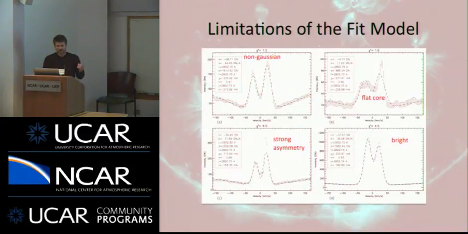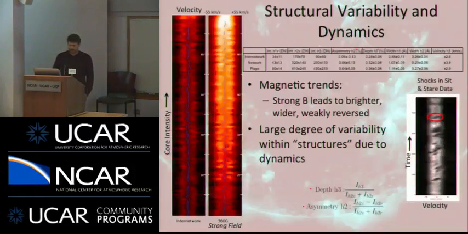Basically, the change in intensity is too abrupt to be captured by Gaussian profiles. So about half of our bad profiles are caused by this. We also have a problem with flat cores and strong asymmetries, as well as profiles that are extremely bright. So the table here lists the general trends that we've captured in terms of the average quantities in inner network and plage.